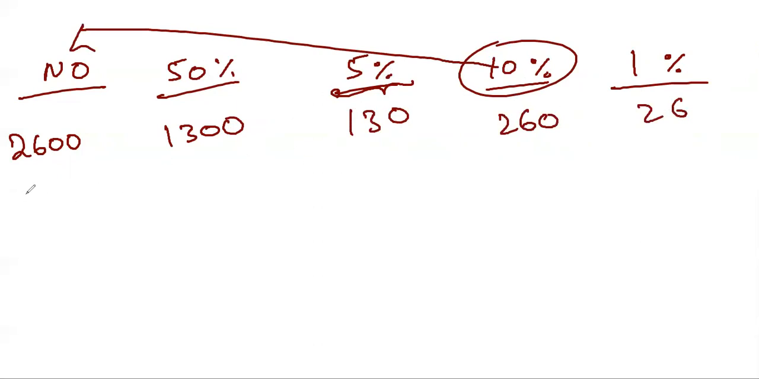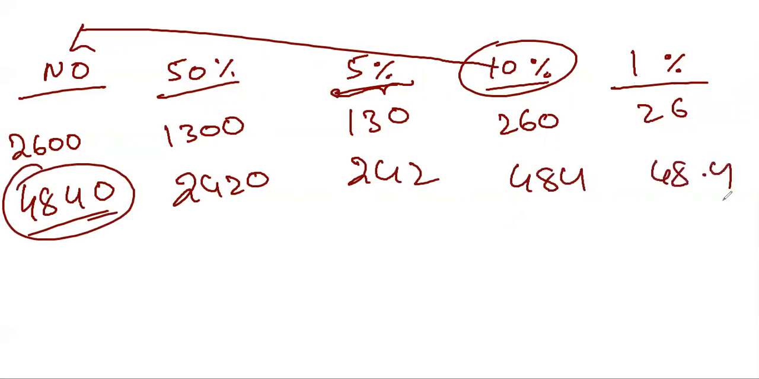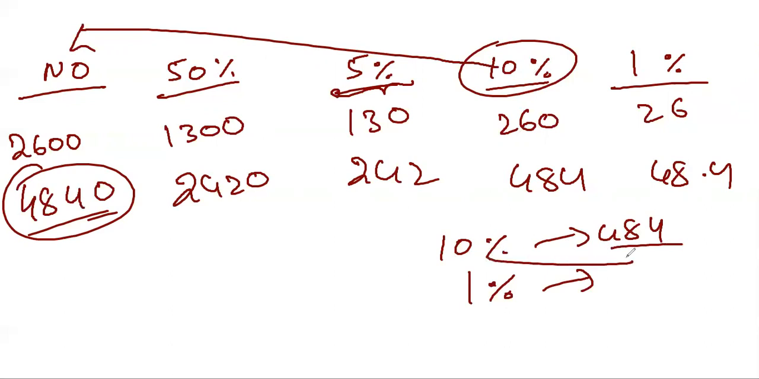Let me take another example. 4840 is there. 50% of the number is what? Half of this value, 2420. 5% is what? 242. 10% of this number is what? 484. 1% is what? 48.4, because you will put a point. 10% is 484. 1% is what? This 10 will go to this side and it will divide 484. 484 divided by 10 is 48.4 only. That means you are adjusting a decimal. That's it. Don't think more.